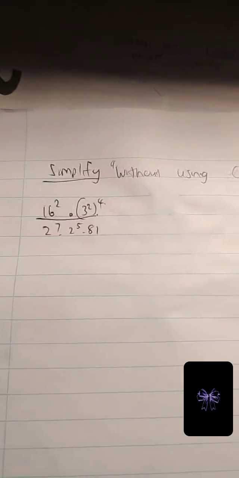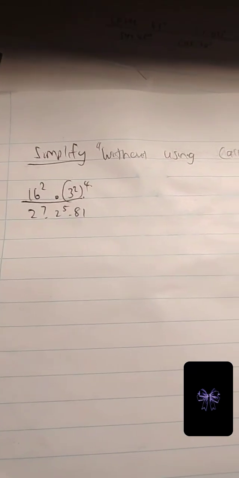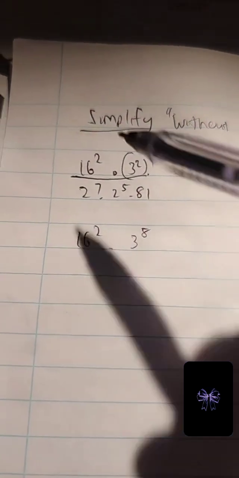What if it says "without using"? In that case, we're just going to say 3 to the exponent of 2 multiplied by 4. We're going to multiply the exponents together, and we're going to get 3 to the exponent of 8. Okay, there we have it, 3 to the exponent 8.